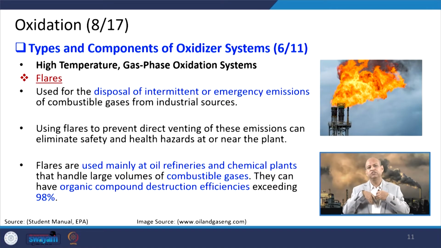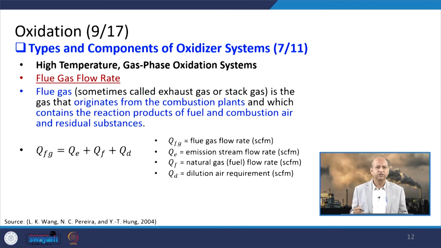Otherwise, if we emit the gases at some places, if the concentration is very high, then it can catch fire, or there may be other dangerous situations also. So, they can have organic compound destruction efficiency exceeding 98%. So, that way it is quite an efficient way of doing away with these gases, but of course, we do not recover anything in that particular process, we just burn it. We are not recovering heat here, right.